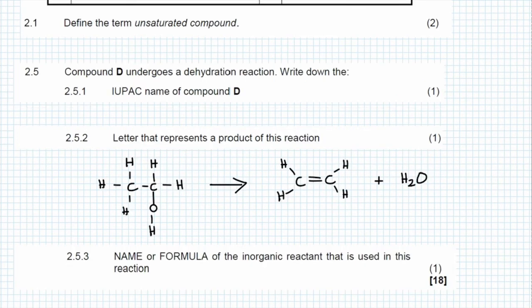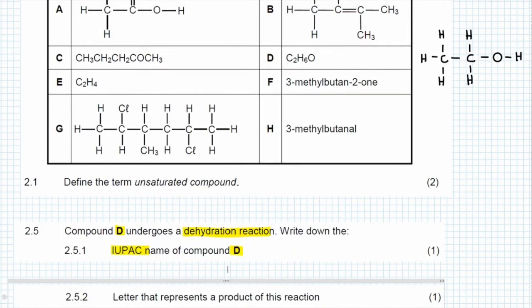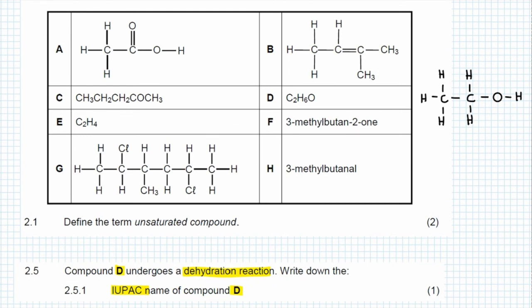Question 2.5.1 says, compound D undergoes a dehydration reaction. Write down the IUPAC name of compound D. Whenever you're given a molecular formula or a condensed structural formula and you are asked to name the compound, I do suggest that you start off by drawing out a structural formula for the compound, because it may make it easier for you to name the compound. And you can do this on your question paper where the marker does not see it, so that they don't accidentally mark your structural formula instead of the name of the compound.